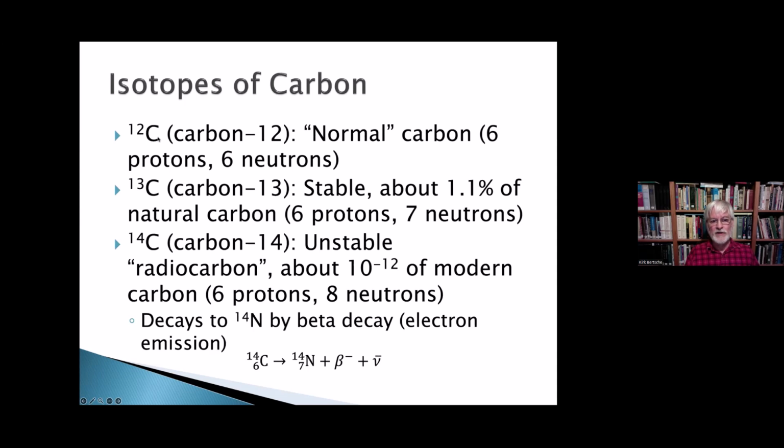We mentioned carbon has carbon-12, which is 6 protons and 6 neutrons. Carbon-13 is also stable. It has 1 extra neutron, and about 1% of naturally occurring carbon is carbon-13. And then carbon-14 is unstable. About 1 part in 1 trillion of modern carbon is carbon-14. It has 2 extra neutrons over the carbon-12. And it decays to nitrogen-14 by beta decay. One of the neutrons in the carbon-14 turns into a proton, which turns it into nitrogen-14 and an electron. And there's also a neutrino that is very hard to detect.